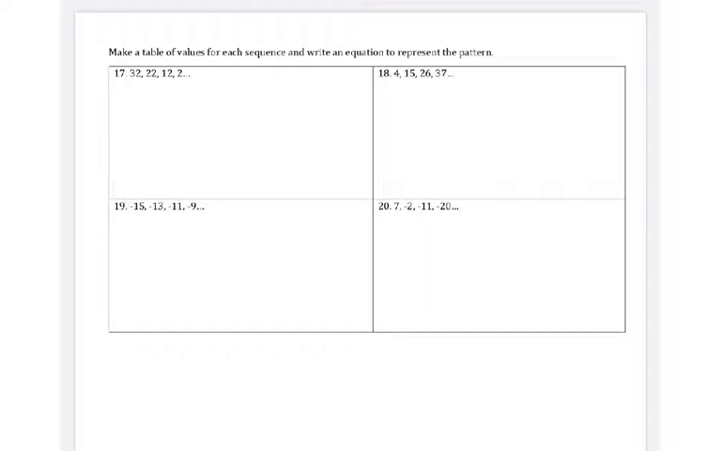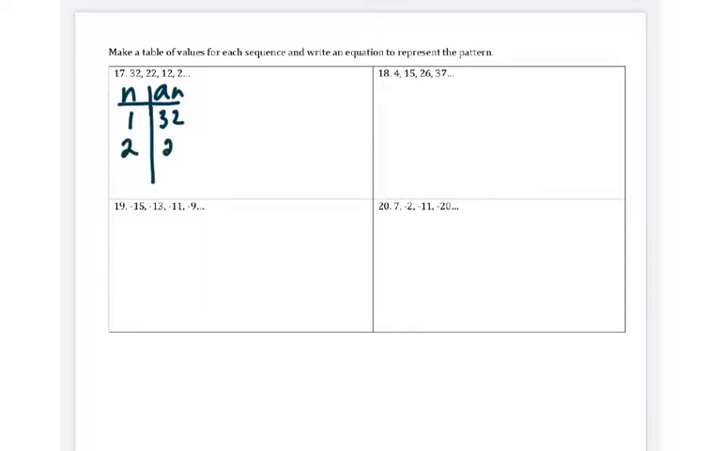All right, next one. Last few here. So now it says make a table for the values for each sequence, then write the equation to represent the pattern. So it's the same thing. So what we were saying is that we're listing in order. The first number is a 32. Instead of calling it X and Y, they're calling it your number and your sequence number.